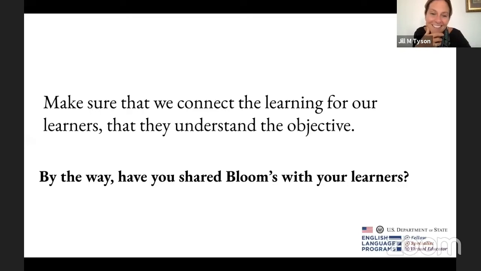Why not, is my question. We use Bloom's because those are things we want. Those are the action verbs. When we're planning a lesson, that's what we want our students to be able to do. Those are the behavioral objectives. Why don't we share those with our students?